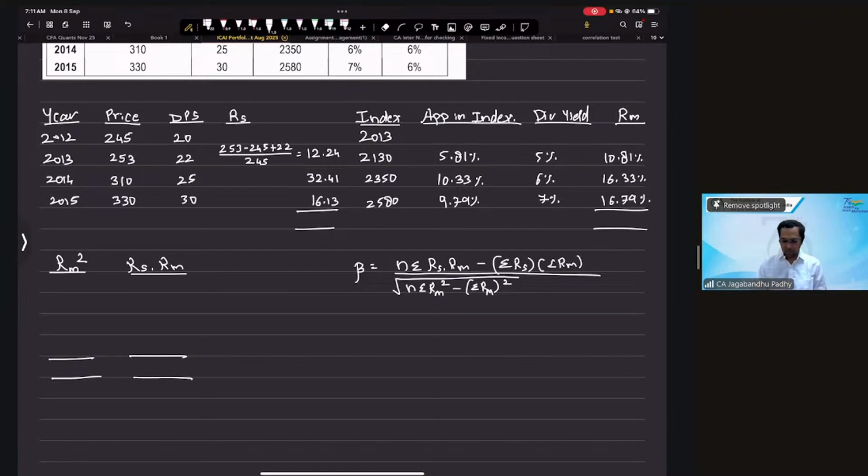So can we just calculate and substitute in this and get me the value of beta, guys? Can we do that? Quickly do it, guys. Just get me these 4 totals, substitute over here, and then get the value of beta.